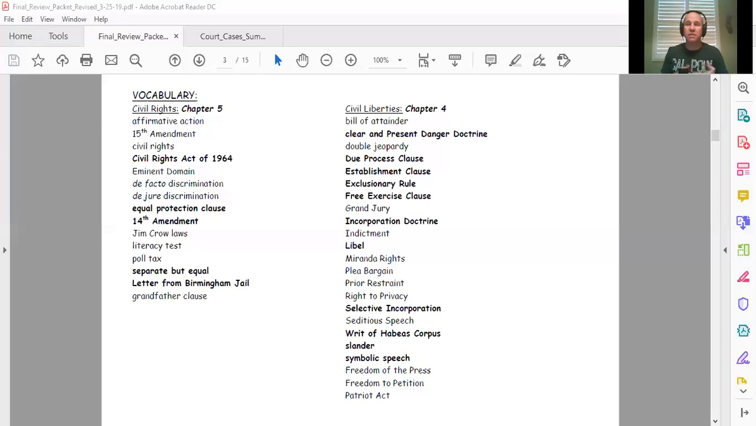So if somebody does speech on campus, if you remember the bong hits for Jesus example, there was a student who was holding up signs at an assembly that said bong hits for Jesus. The school then had the right to stop that student from speaking because that kind of speech was a material or substantial disruption to the school. So the school then reactively could stop that speech. Okay. And so Tinker versus Des Moines, again, incorporated the First Amendment freedom of speech to the states.